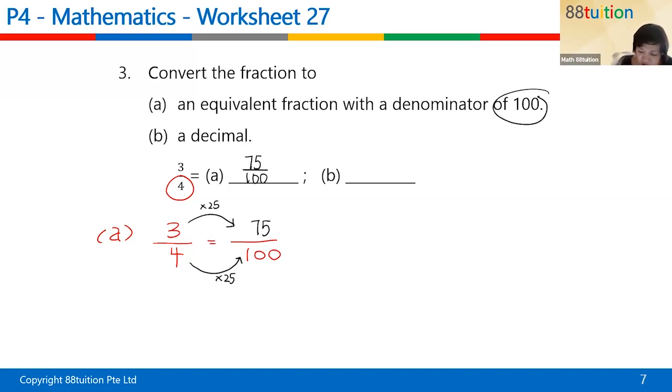Okay, so for this one, how to change it to a decimal? Very simple. For part B, 75 over 100 is actually divided by 100. Remember, we say shifting of decimal. Where is my holding place? Who can tell me? Who can write for me?